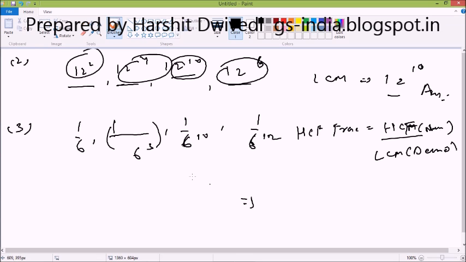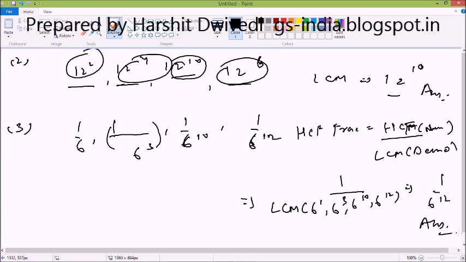So the HCF of these fractions will be HCF of numerators upon LCM of denominators. Obviously the numerators are all 1, so HCF will be 1, and the LCM of denominators, that is the LCM of 6 to the power 1, 6 to the power 3, 6 to the power 10 and 6 to the power 12, will come out as 6 to the power 12. Your answer will be 1 upon 6 to the power 12. And obviously 1 upon 6 to the power 12 is equal to 6 to the power minus 12. So the answer is 1 upon 6 to the power 12 or 6 to the power minus 12.